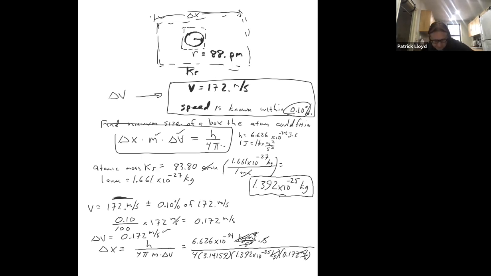Okay. All right. So delta X is going to be, now you got to do this funky calculation, right? So 6.626 times 10 to the minus 34 divided by 4, divided by pi, divided by 1.392 times 10 to the minus 25, divided by 0.172. Okay. Oh man, it came out with a funky number on my calculator. It drives me crazy when it does this.